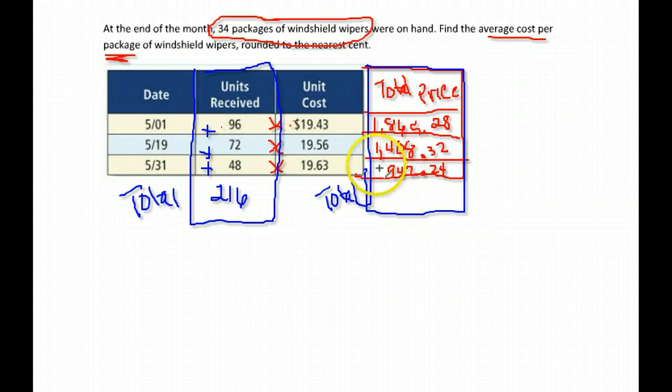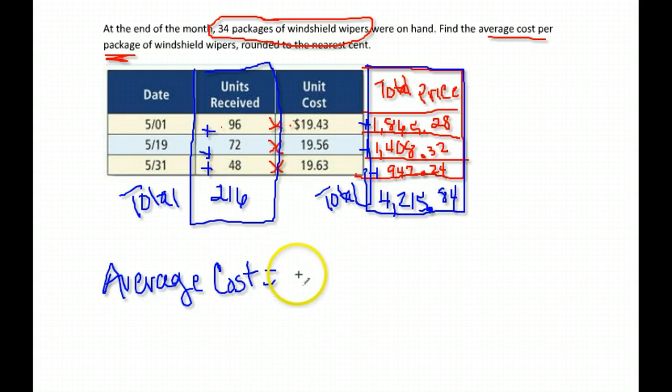Now we're going to total our price, so we come over here and find out how much all of our orders added together were. And we get $4,215.84. Alright, so we know how much we spent all together, we know how many items we bought. Now we want to find the average cost of each item.